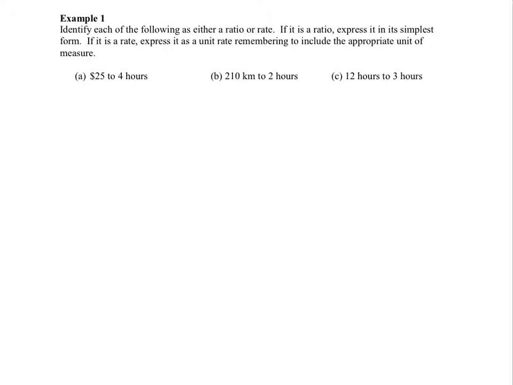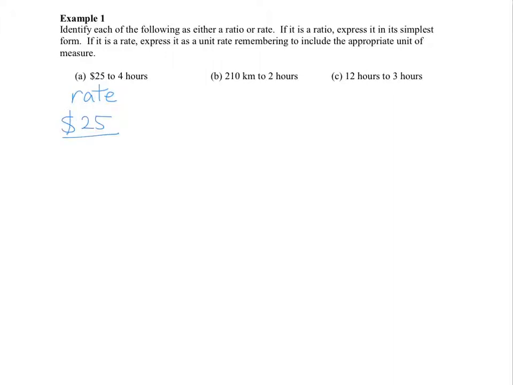So if we look at this example, it's asking us to identify whether or not this is a ratio or a rate. Okay, so if it's a ratio, express it in its simplest form, and if it's a rate, express it as a unit rate. A unit rate basically just means getting the bottom unit to be 1. Okay, so if we look at the first example, we have $25 to 4 hours. Well, we have dollars and hours, so that is going to be a rate, because there's 2 units, dollars and hours.